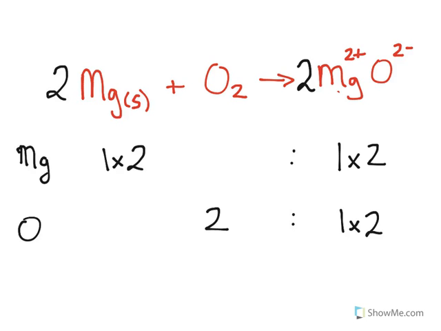What's this actually telling us? Well, it's actually telling us that if we want to combine magnesium and oxygen, we need twice as many magnesium atoms as we do oxygen molecules. And that's a very important concept, and we will talk about that a bit later. Let's look at a few more equations to balance.